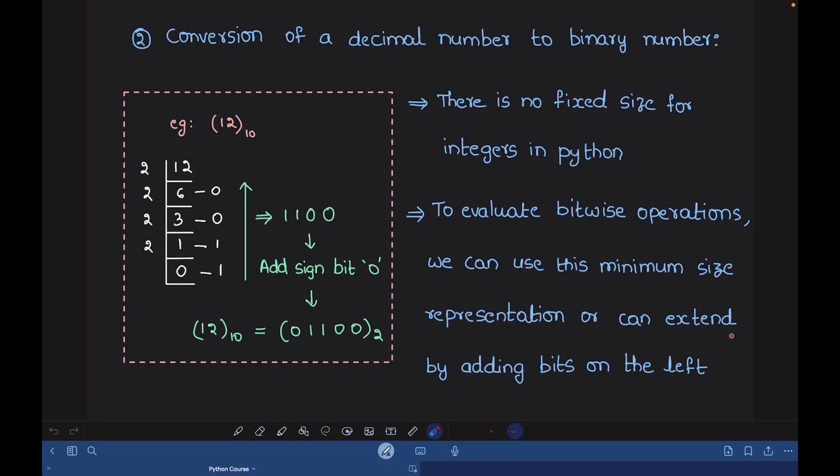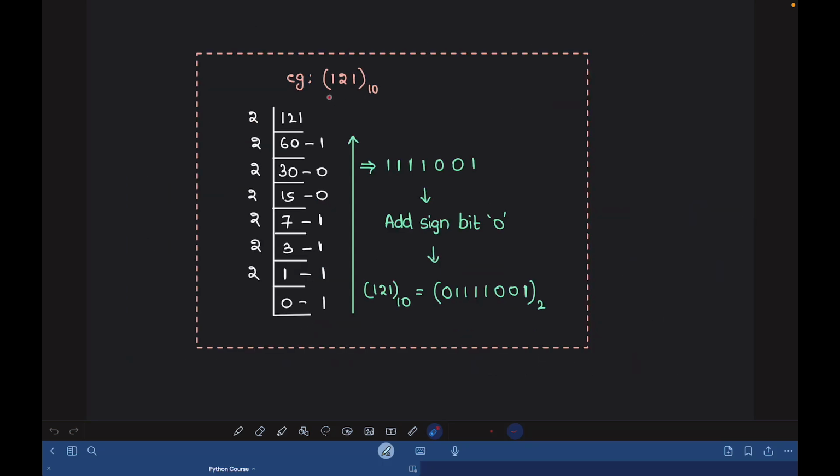All right. Now let's see one more example to understand how to convert to 2's complement binary representation. So here we have integer 121. Now if you try to divide by 2 continuously, 2 60s are 120, remainder will be 1. Now 2 30s are 60, remainder will be 0. 2 15s are 30, remainder will be 0, and so on. And finally you go till 2 zeros are 0 and the remainder will be 1. Now, if you take these remainders from bottom to top, the binary representation will be 1111001, which is this one.